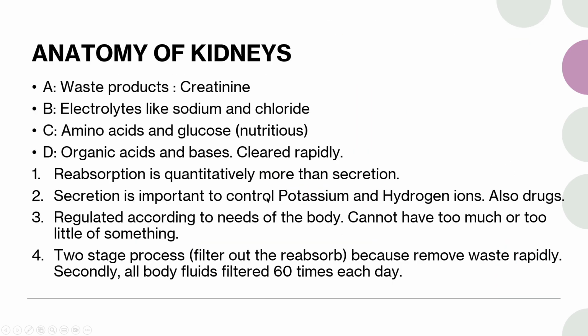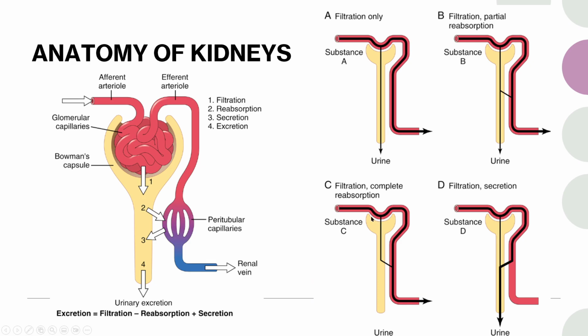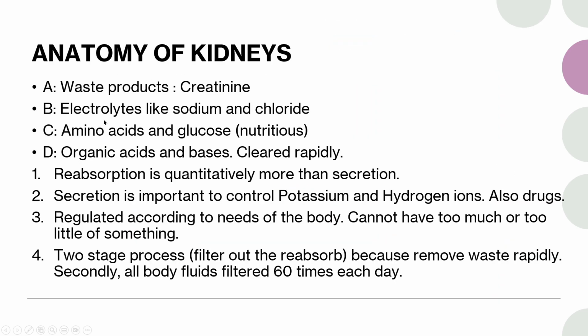C is amino acid and glucose, because these are good things. These are your nutrition. They come out and then come back in because the body needs them. B is electrolytes like sodium and chloride, and A is all the waste products, like bilirubin and creatinine. Reabsorption is quantitatively more than secretion, so there is always more that goes back in. Secretion is important to control potassium and hydrogen ions, and also drugs.